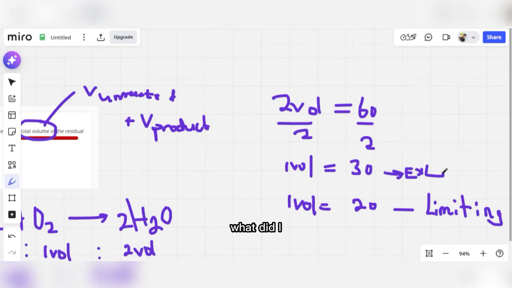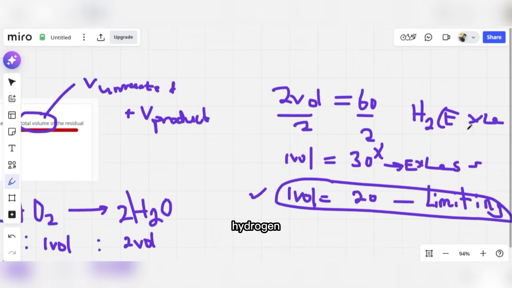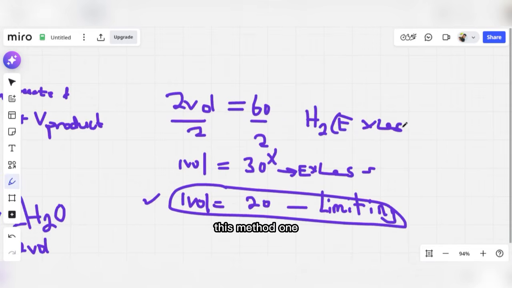So this is the excess. So what did I tell you to do? I said you use the limiting reagent as your mark, right? So that means 1 volume is meant to be 20, not 30, right? That means hydrogen is excess. Are you getting? Because 1 volume of hydrogen, if we use this method, is giving us 30, and 1 volume of oxygen is giving us 20. So 20 is smaller than 30. So this is the correct thing.